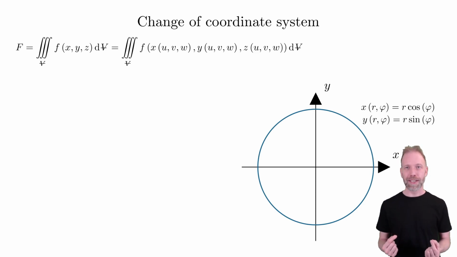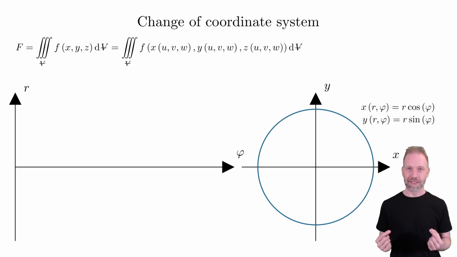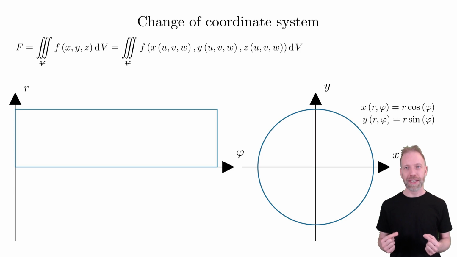Now let's draw a second plot using phi and r as our axes. If we want to represent a circle in polar coordinates, the radius should go from 0 to r, and phi should go from 0 to 2 pi, which gives the rectangle in the figure.